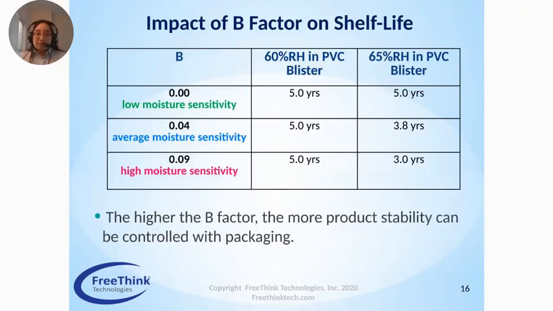The higher the B factor, the higher your moisture sensitivity, the more your product stability can be controlled with packaging. If you're not stable in the PVC blister, then switching to something slightly more protective, like a PVDC or Aclar, would have a greater effect. In contrast, again, if you're not moisture sensitive, it doesn't matter what packaging you put your product in, the shelf life is not going to change.